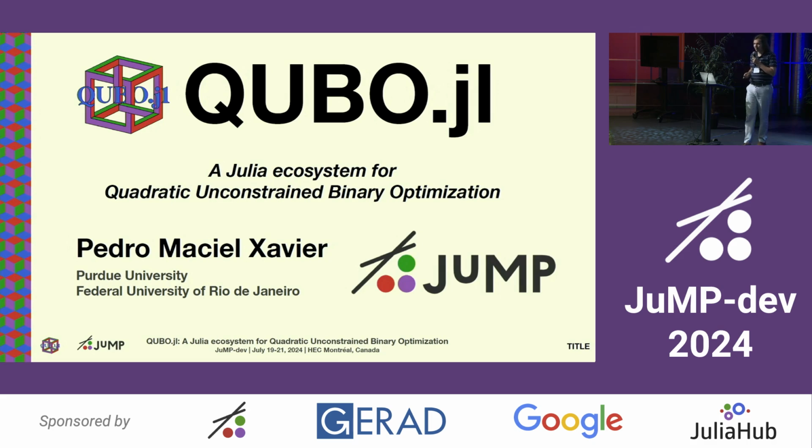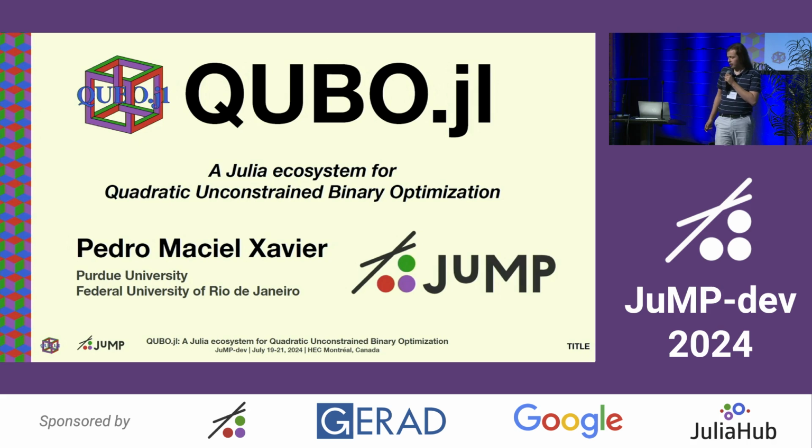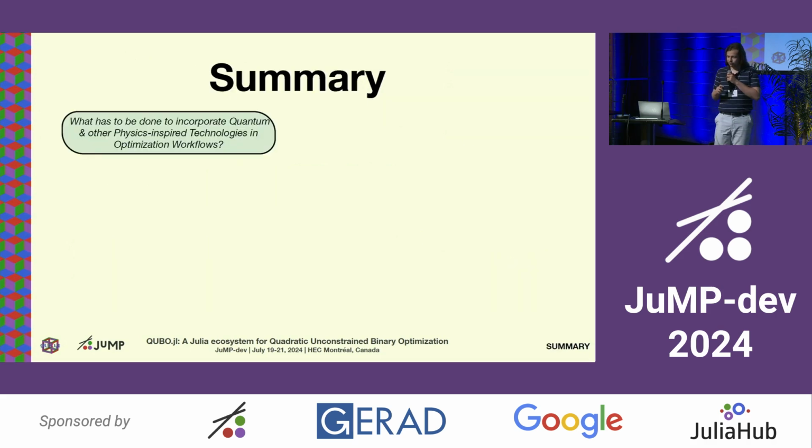QUBO.jl is a Julia package, not only a package, but an ecosystem for quadratic unconstrained binary optimization, which is basically optimizing binary variables with no constraints and a quadratic objective, so a very simple model. All right, so let's start with the long story short.